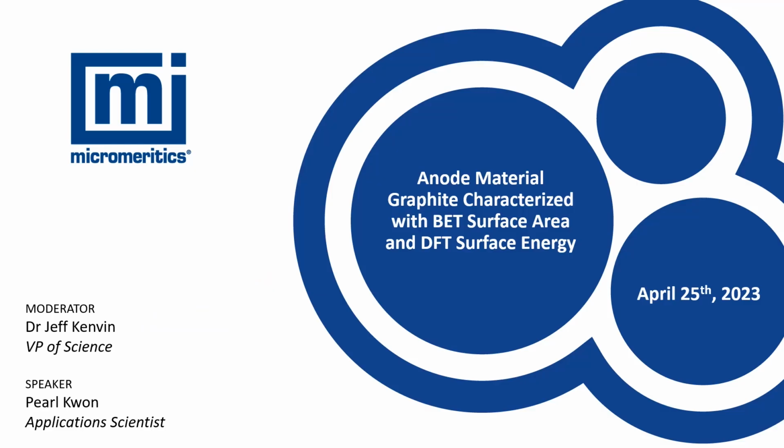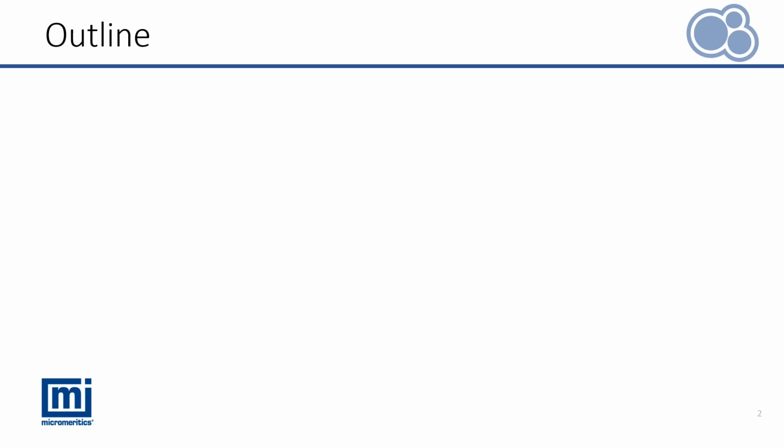In this webinar, I'll be presenting on how to characterize a graphite, which is the most frequently used anode material in the current battery industry, using the physisorption technique. Here is the outline of today's presentation. First, I will go over how to obtain the BET surface area for a graphite sample from a nitrogen isotherm.